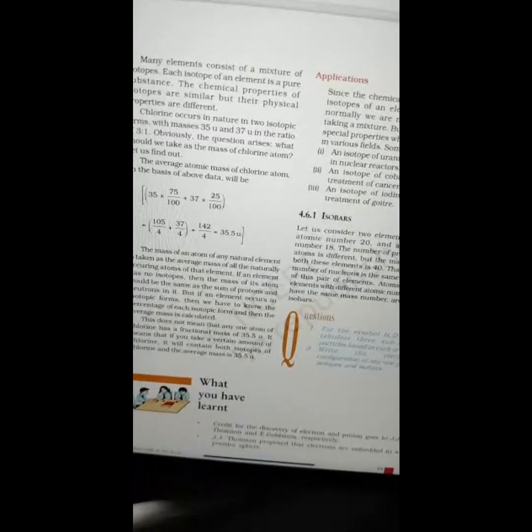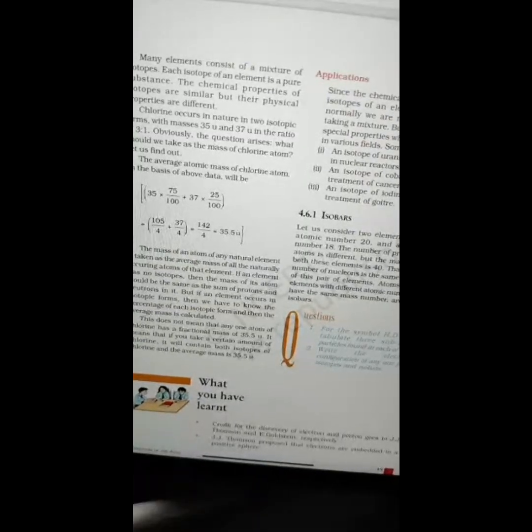Chlorine occurs in nature in two isotopic forms with masses 35 u and 37 u in the ratio 3:1. Obviously, the question arises, what should we take as the mass of a chlorine atom? Let us find out. The average atomic mass of a chlorine atom on the basis of the above data will be 35 into 75 divided by 100 plus 37 into 25 divided by 100. So 105 upon 4 plus 37 divided by 4 in brackets will give you 142 divided by 4, which is equal to 35.5 u.